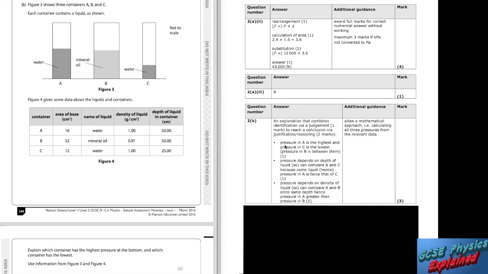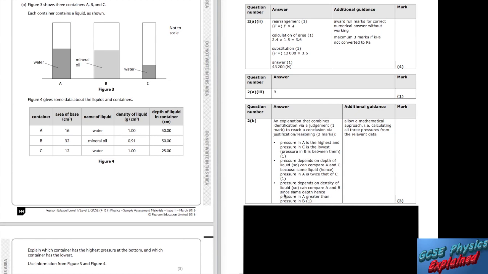So if I look at the mark scheme, the pressure in A is the highest and the pressure in C is the lowest, so the pressure in B is medium. Yeah, that's what I've just said. Now, the pressure depends on depth of the liquid. So if we compare A and C, we'll see that the depth is half that in C compared to A. So the pressure of C will be half the pressure of A.